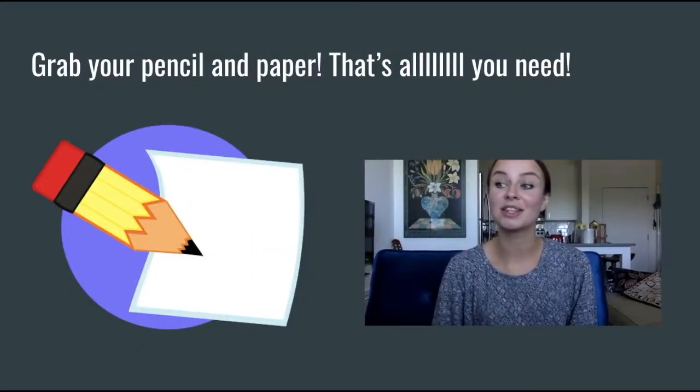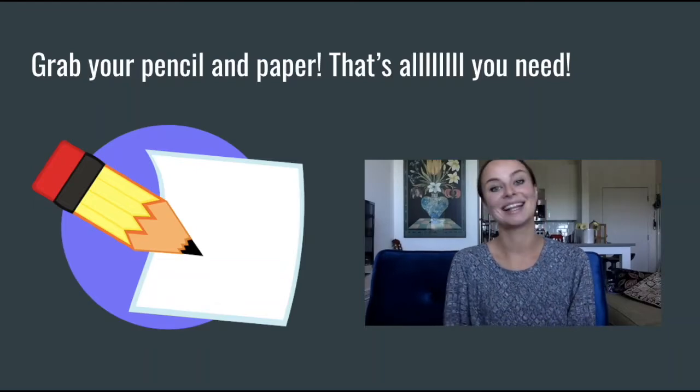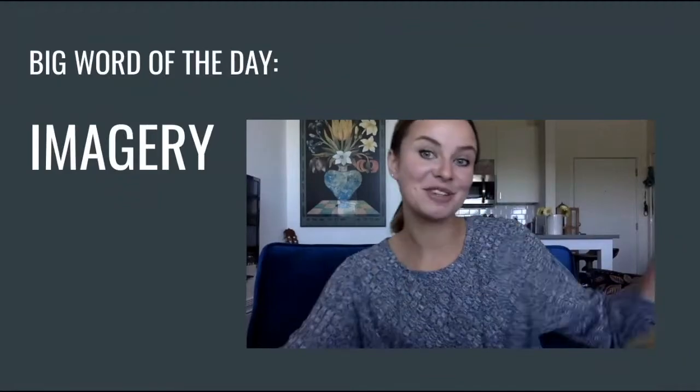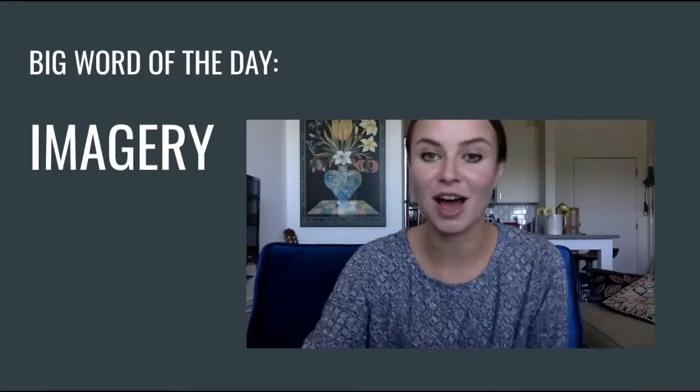So our big goal for today is: I can identify the use of imagery in a text. As always, grab your pencil and paper. That's all you need. The big word of the day, like I said, is imagery. So go ahead and write across the top of your paper, Lesson 2, Imagery.